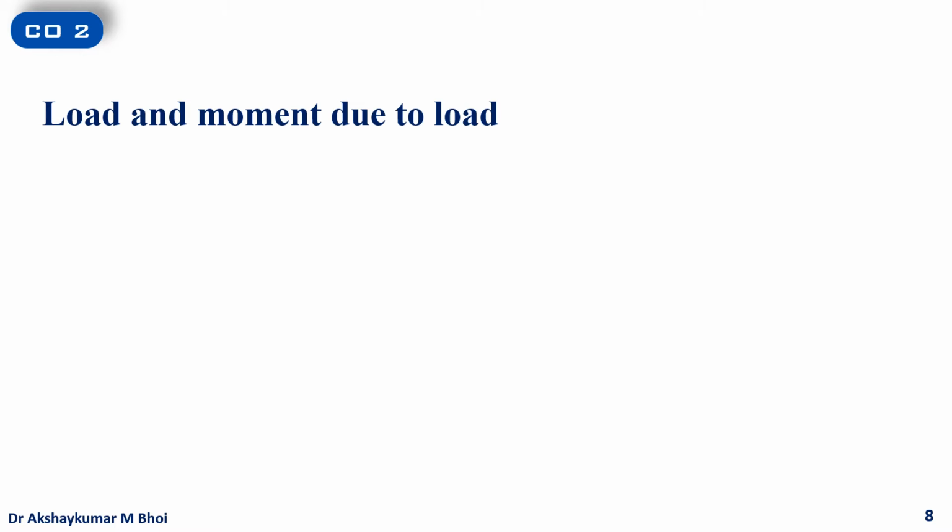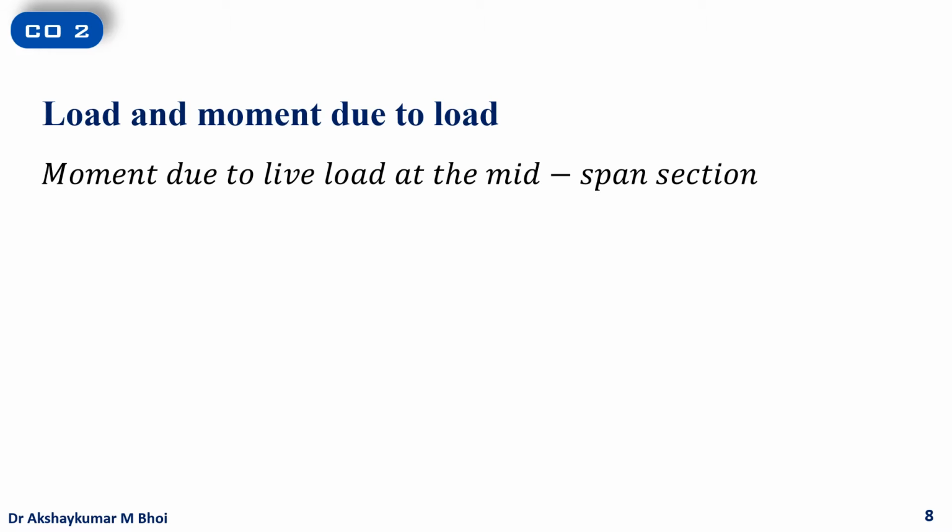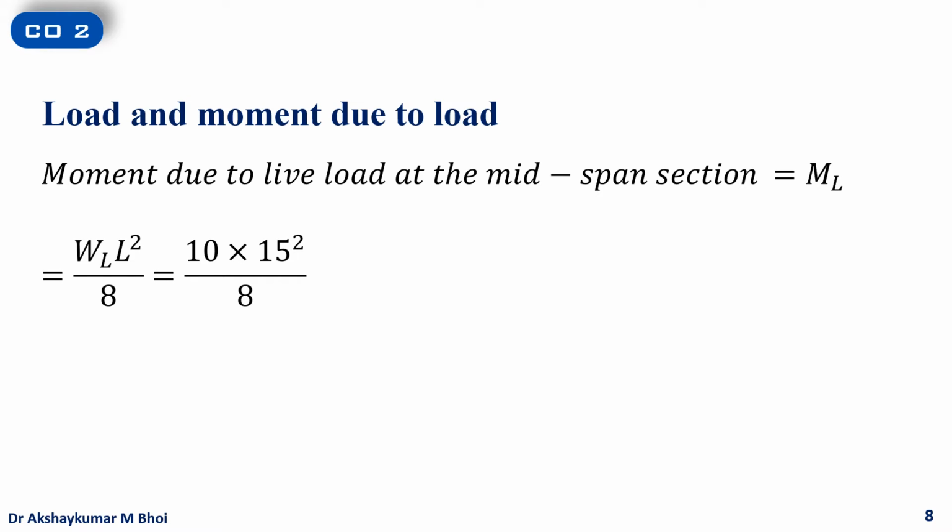Let's calculate the loads and the moments due to loads. So first, the moment due to live load at the midspan section, which is designated as ML. The live load is a UDL, so the moment of the UDL at the center of span section is given by WL square by 8, so WL into L square by 8. If we put the values of WL and L as 10 and 15, we get the moment to be 281.25 kilonewton meter.